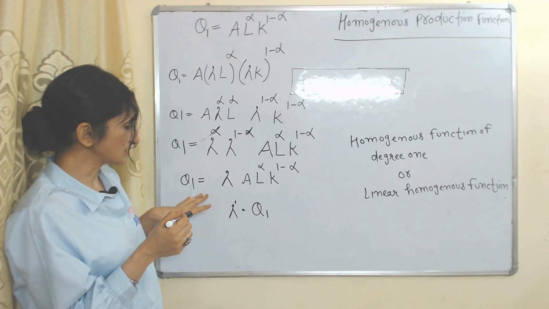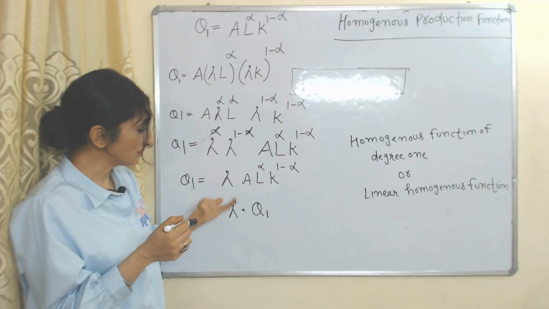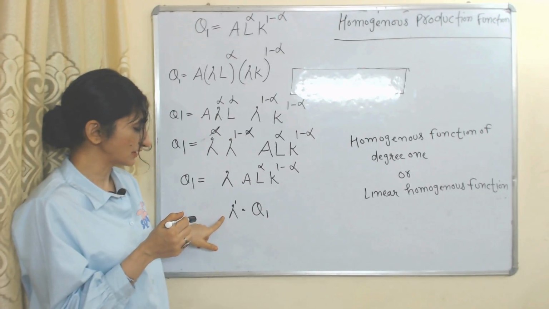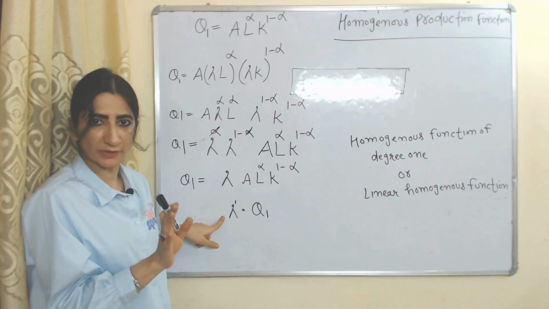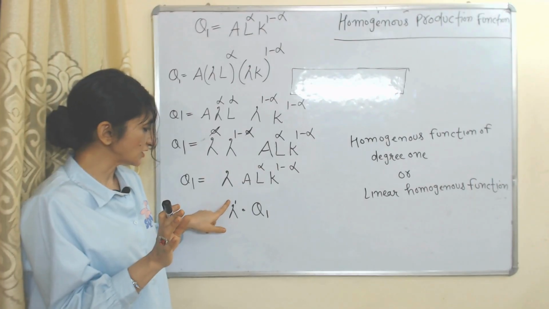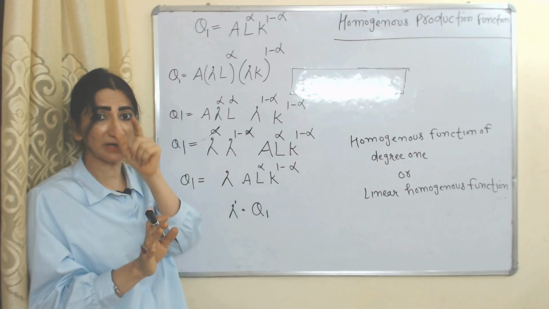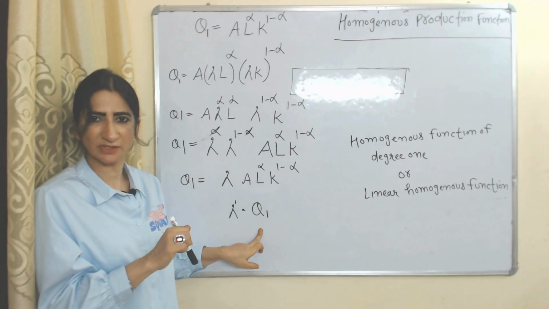So here you can see when we multiply our input variable with lambda, then our entire output function also multiplies with lambda raised to the power 1. So it will be called our homogeneous production function. Here lambda raised to the power is 1, that's why it will be called homogeneous production function of degree 1, or you can say that it will be called linear homogeneous production function.